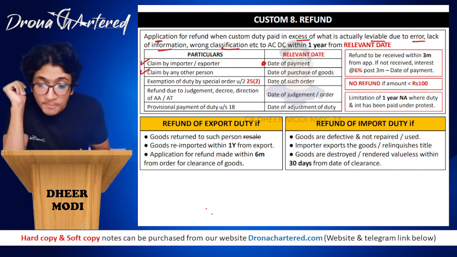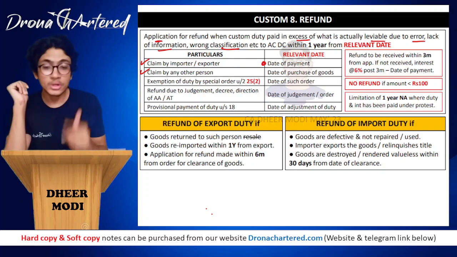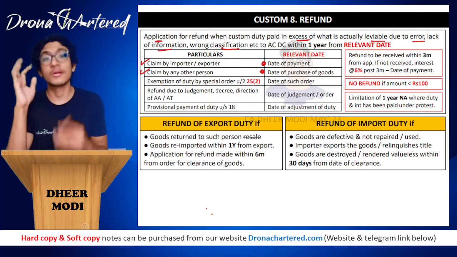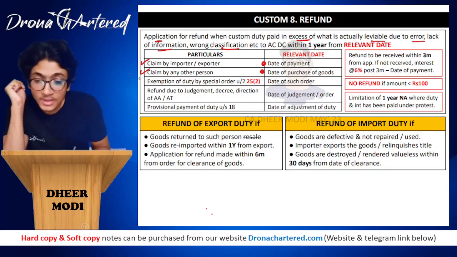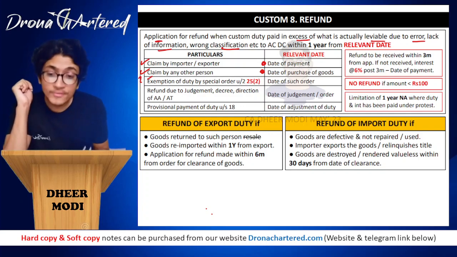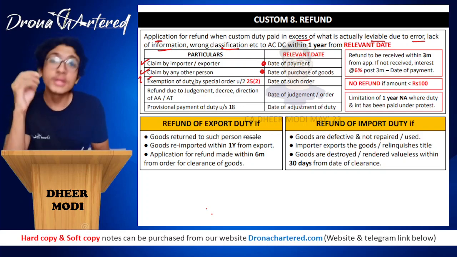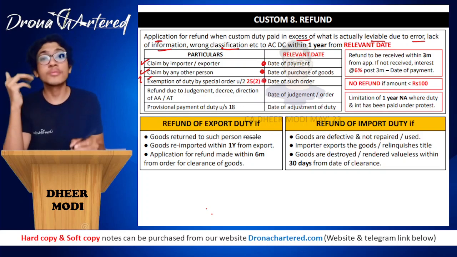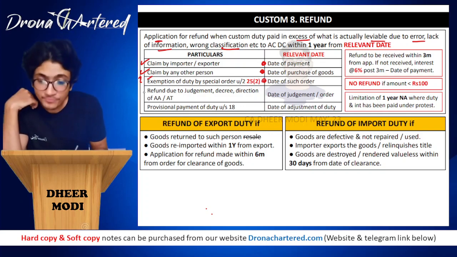Next, claim by any other person. If it is claimed by any other person, that is neither your importer nor your exporter, in such a case it will be date of purchase of goods. Of course it will be your other party, so the date of purchase of goods. Next, exemption of duty by special order under section 25(2). So if due to any order this duty has been exempted, in such a case your relevant date will be of course your date of such order. From the order date you will have to calculate 1 year.